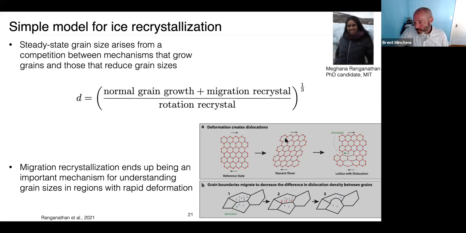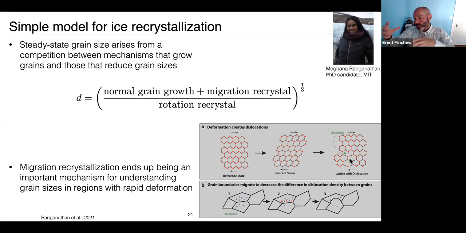So the idea behind this gets back to dislocation creep. So you have dislocation creep in this reference state lattice, for example, when we start to shear this thing. And then you create these dislocations within the lattice itself. These dislocations will be distributed within the different ice crystals. It's not going to be a homogeneous distribution. There are going to be some heterogeneities in the density of dislocations themselves. And these heterogeneities in dislocation density, of course, are going to drive gradients in stresses and so forth.